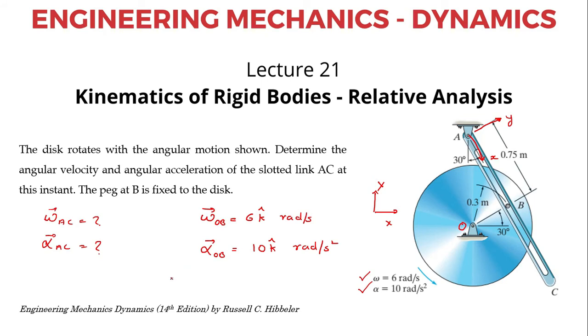So I can write ROB vector as 0.3 into cos 30 into i cap plus sine 30 into j cap. Now if you multiply, you will get 0.26 i cap plus 0.15 j cap.